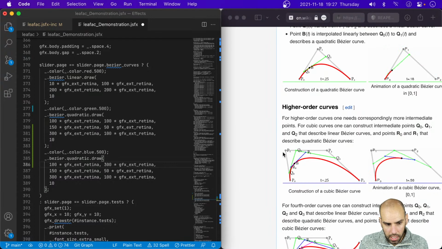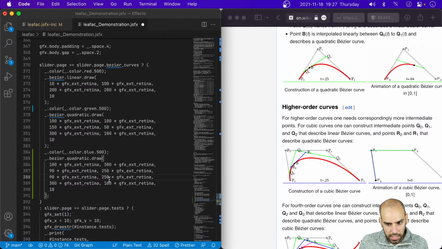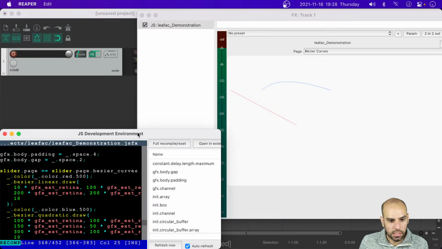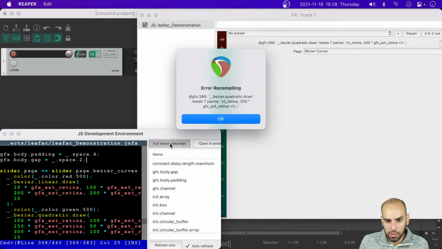Then P1 is a little bit before that, so let's say 90, but above, so let's say 250. Then P2 is almost the same y, but it is a bigger x. So let's go to 250 on that one. And then finally P3 is the same height as the first point, but it is to the right. So 310 steps. There you go. Let's save. Let's reload, full compile, reset.